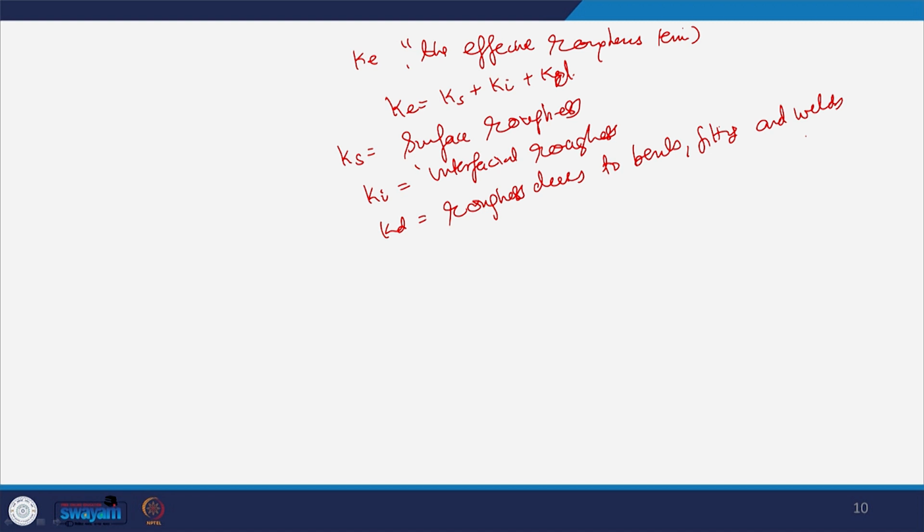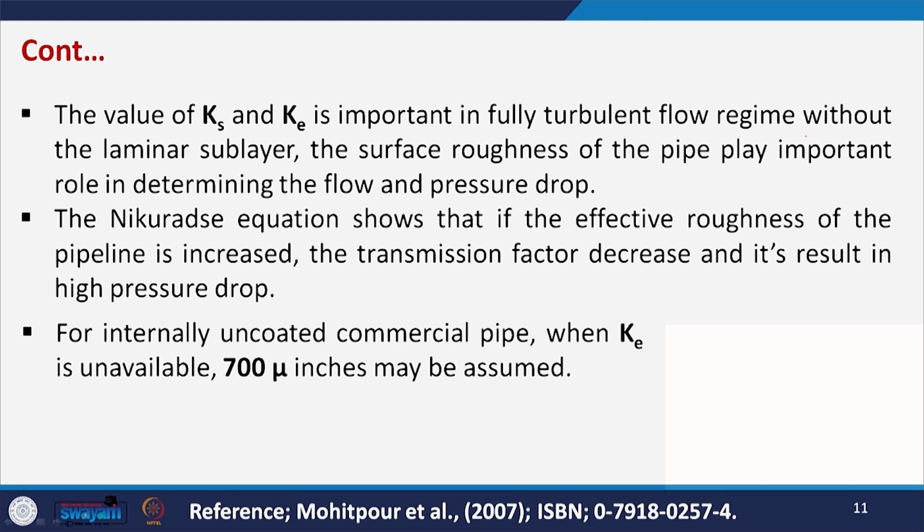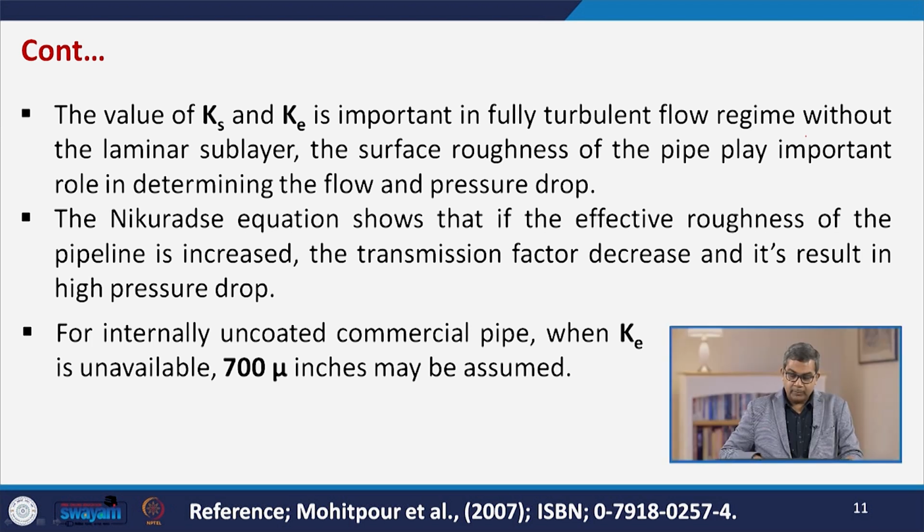Now, with high pressure gas transmission lines with high flow rate and fully turbulent flow regime, natural gas is almost dry, and Kd and Ki are negligible compared with Ks. The values of Ks and Ke are very important in the fully turbulent flow regime without the laminar sublayer. The surface roughness of the pipe plays an important role in determining the flow and pressure drop. The equation shows that if the effective roughness of the pipeline is increased, the transmission factor decreases and this results in high pressure drop. So for internally uncoated commercial pipe where this Ke is unavailable, 700 micro inch may be assumed.